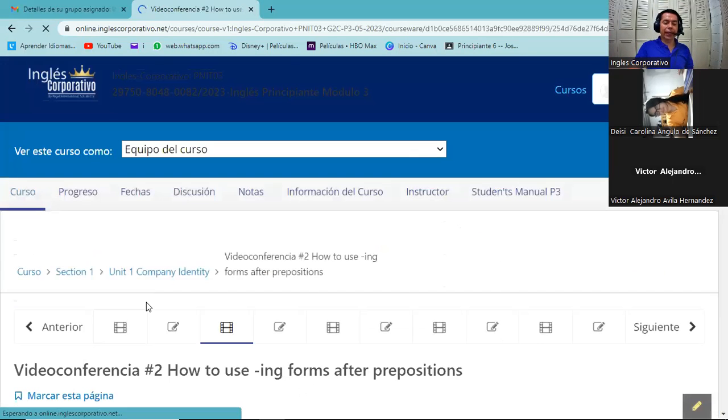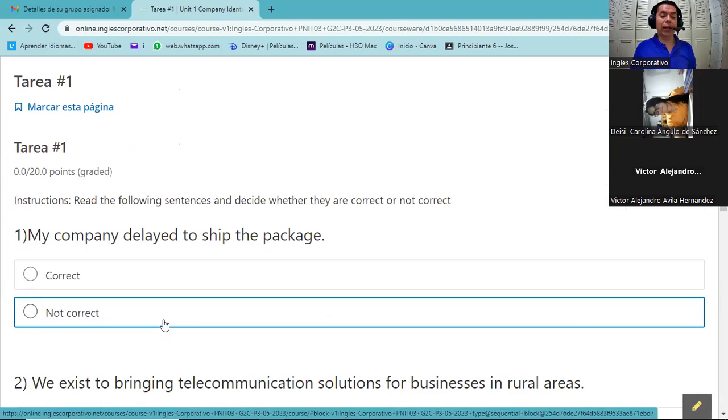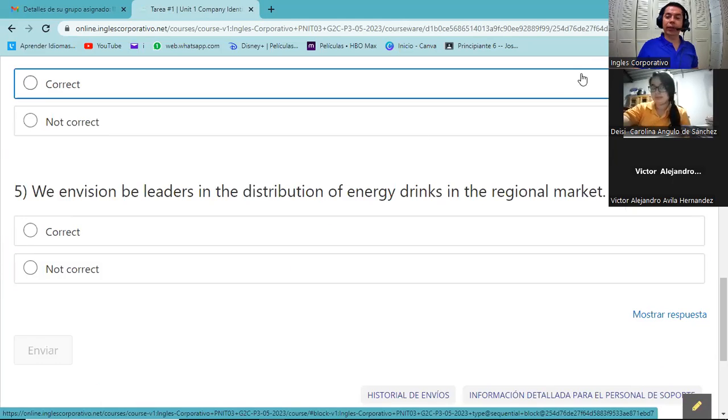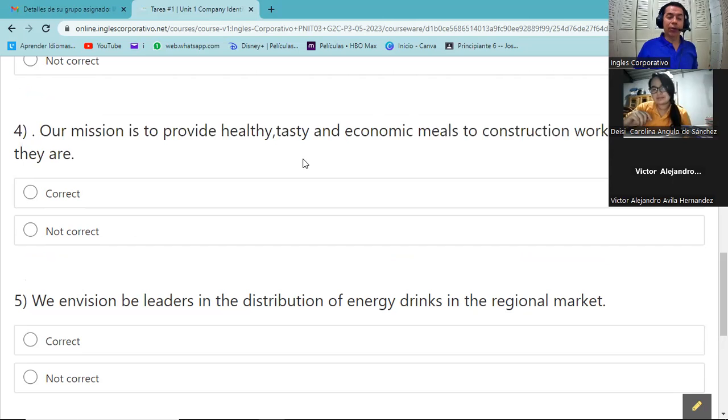Unit number 1, right? Task number 1. Aquí estamos en la tarea 1. Vale, ok. ¿Cuál es la que le tiene dudas? En la última, que es la que salió mal. Ok, dice: "We envision be leaders in the distribution of energy drinks in the regional market." Así, la primera, ¿está correcta o incorrecta? Yo coloqué correcta. Vamos a ir, no le voy a dar la respuesta porque no puedo dársela. Lo que sí le voy a dar es un ejemplo para que usted vea si está correcta o incorrecta.